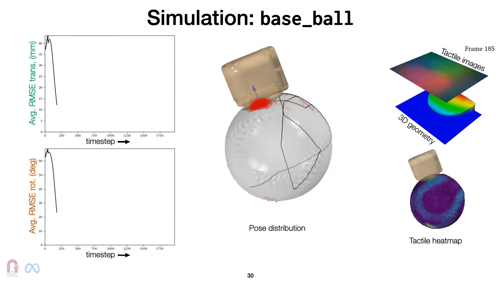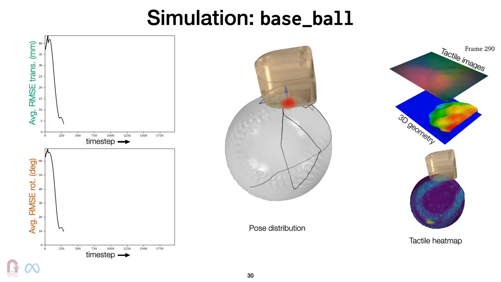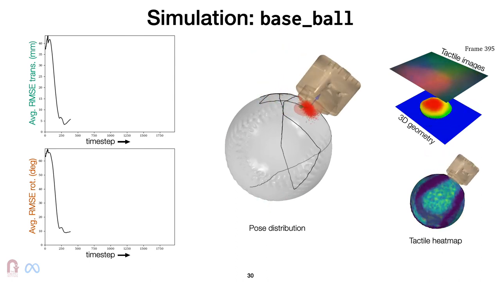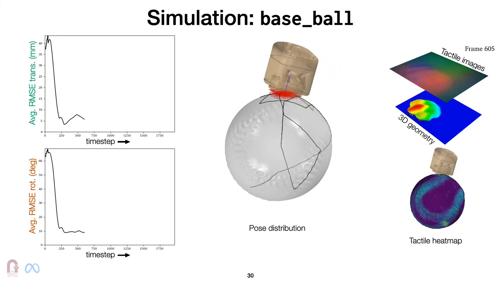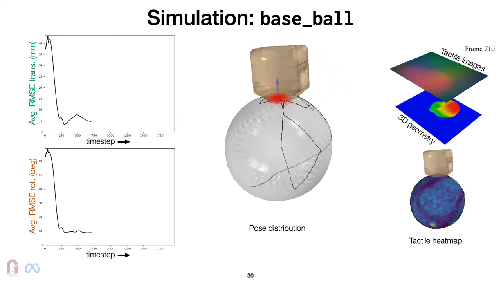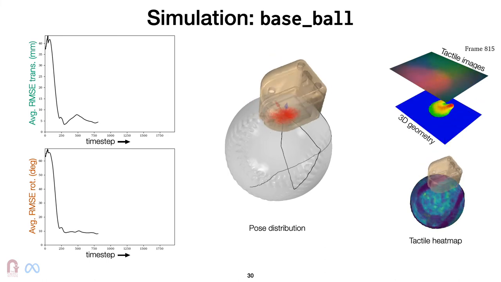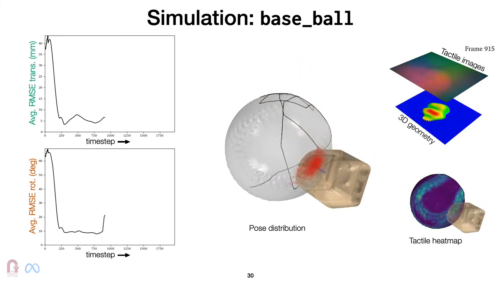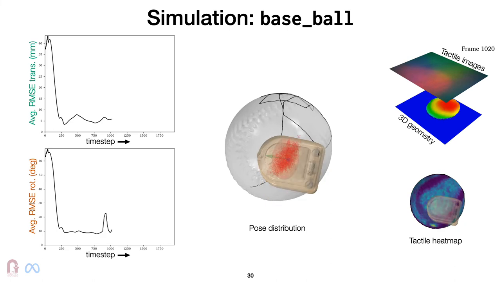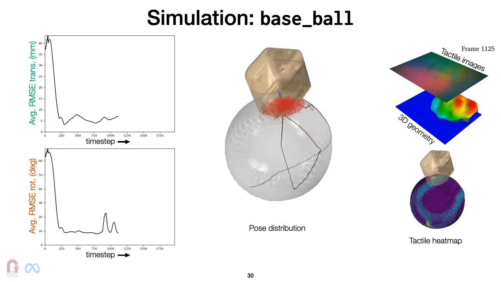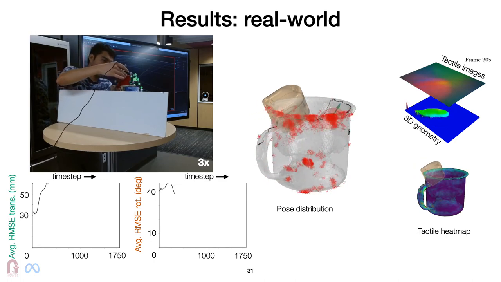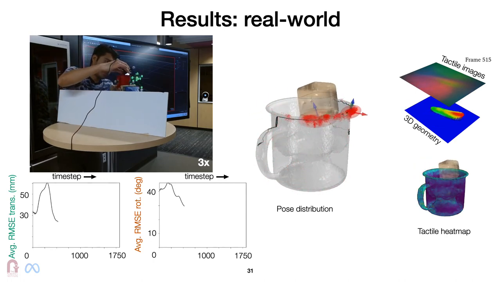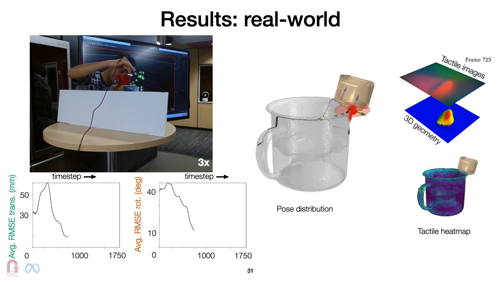Here's another simulation example. With the baseball, the threads of the baseball act as a useful localization cue in an otherwise hard localization problem. Finally, here's the real-world result of the sensor traveling along the rim of the mug object.